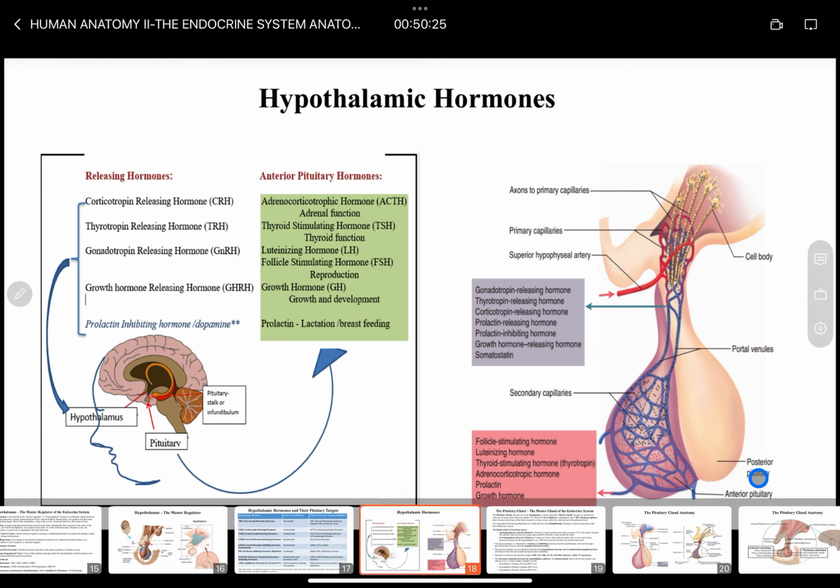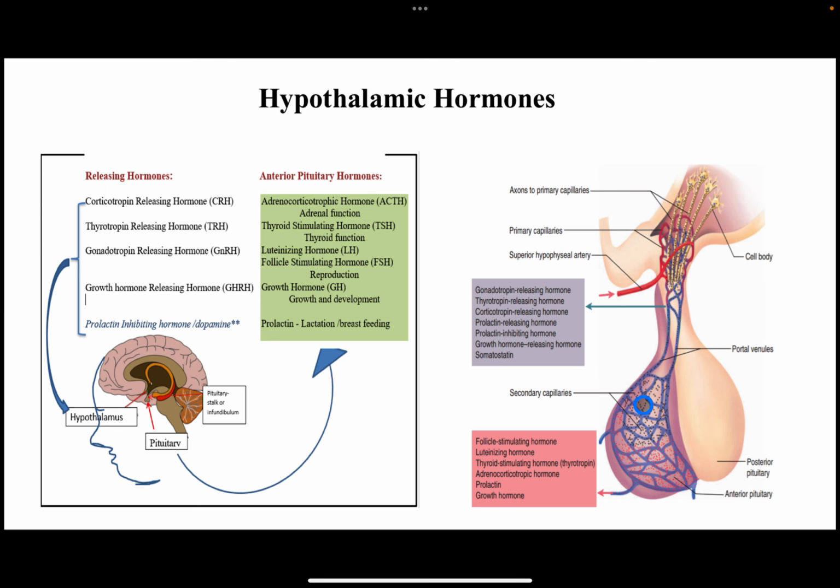So you see, we have the posterior pituitary gland and then the anterior pituitary gland. Okay, you see, we have the portal venous. So like I said, the posterior pituitary gland is connected. So you see, this is a blood vessel. The anterior pituitary gland is connected to the hypothalamus using blood vessels. So you see, this blue is showing the hypophyseal portal system. So this tract is what we call the hypophyseal portal system.